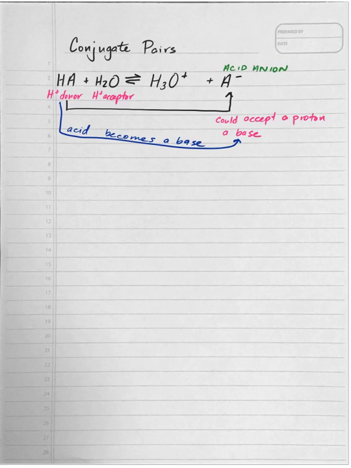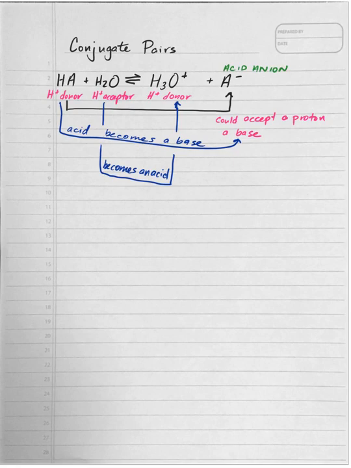We can also look at what happens when the H2O has accepted its proton. After accepting the proton, we have H3O plus, which is capable of being an H plus donor. So our proton acceptor has turned into an acid. We have an acid that turns into a base, and we have a base that turns into an acid.